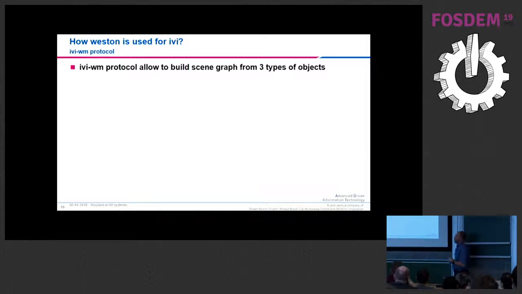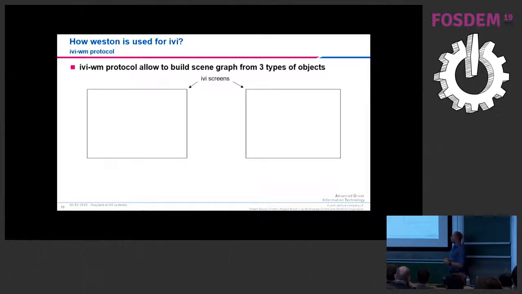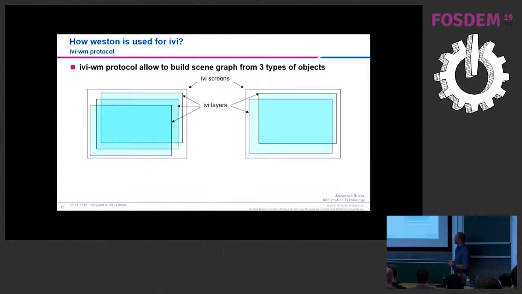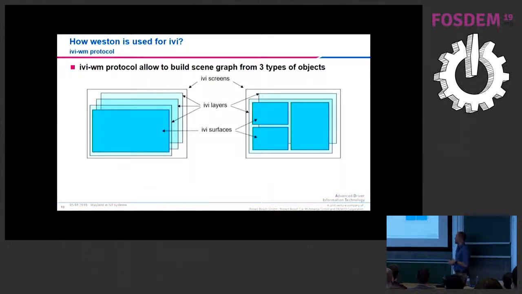So, what can we do with the IVIVM protocol? It's quite simple. We have three types of object. We have a screen. The screen is actually mapped to the output struct of Weston, which at the end represents a physical display most of the time. On the screen, we can put some layers. Layers are just a logical object to group the surfaces. You can scale layers, you can make them invisible. You can define transparency and also change the order on the layers. And we have the IVI surfaces, which actually represent the application content.